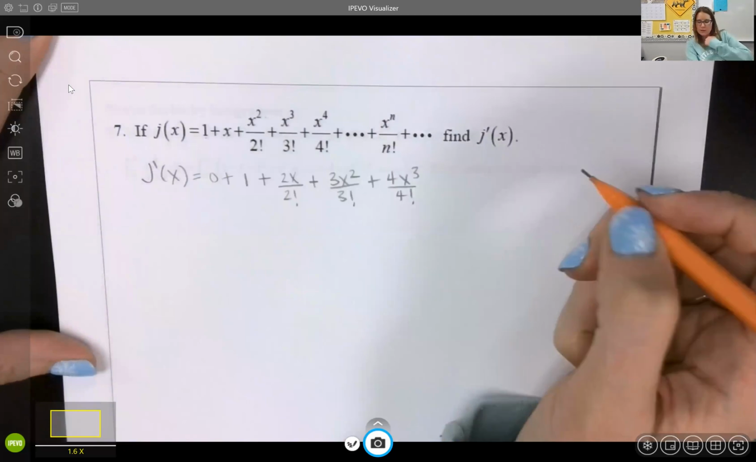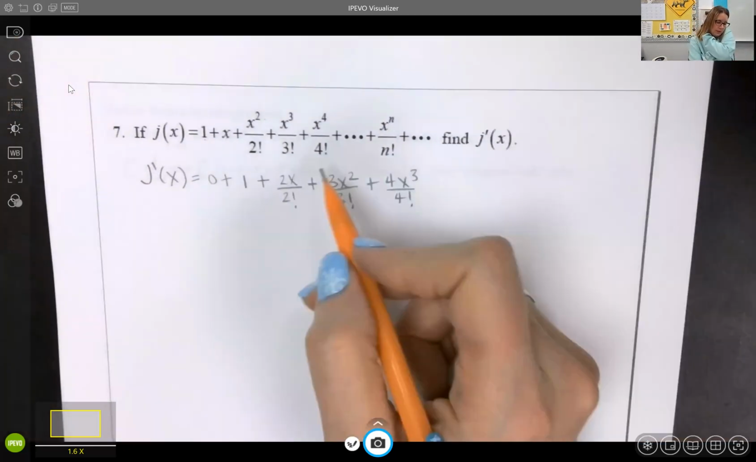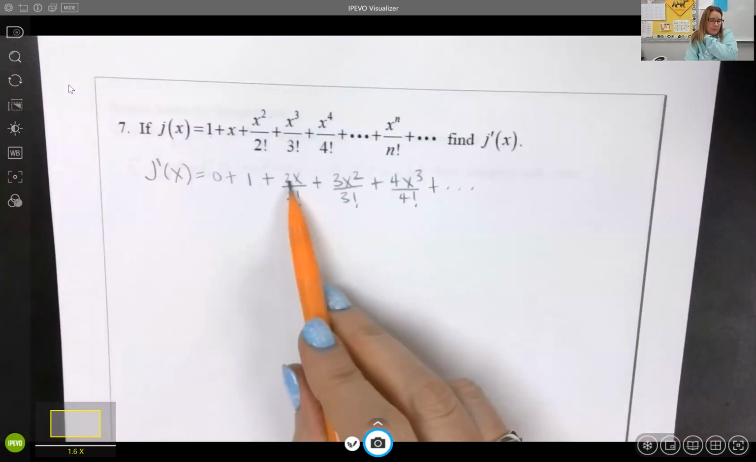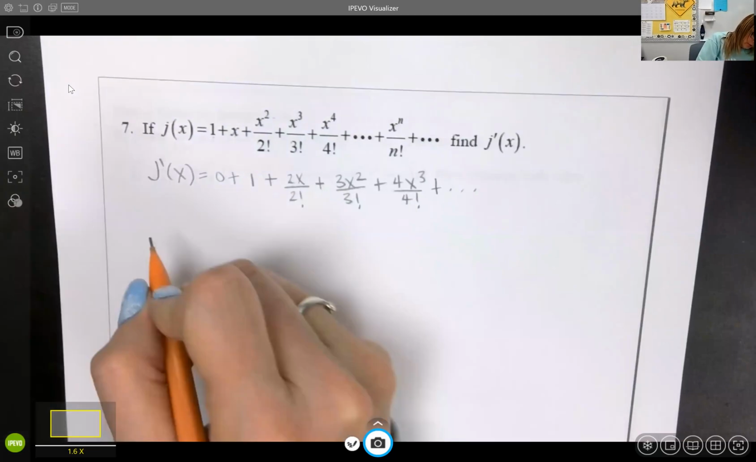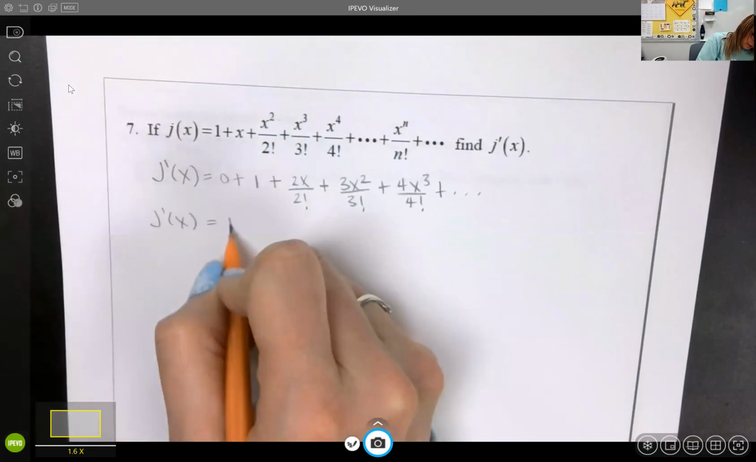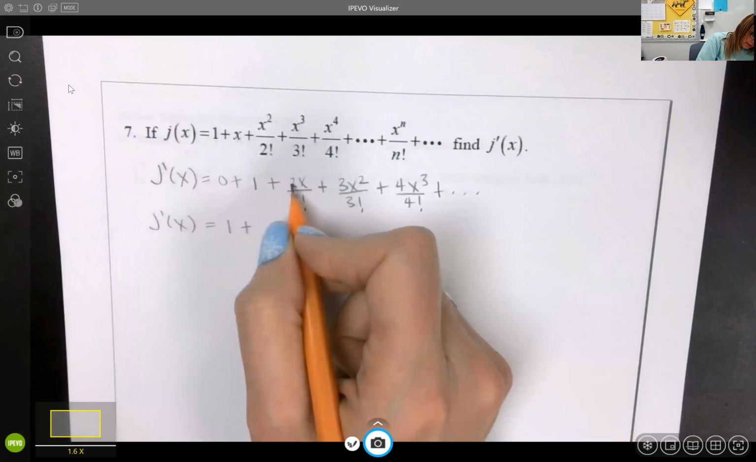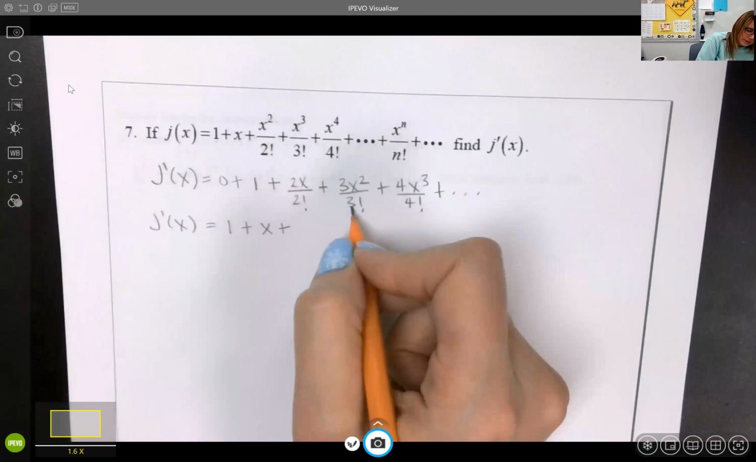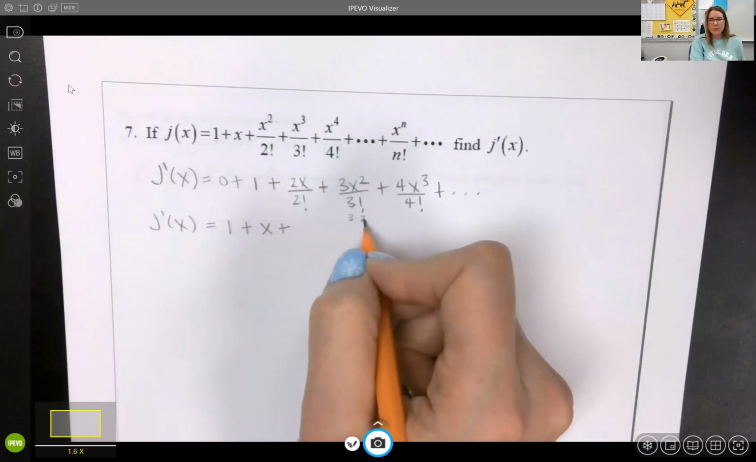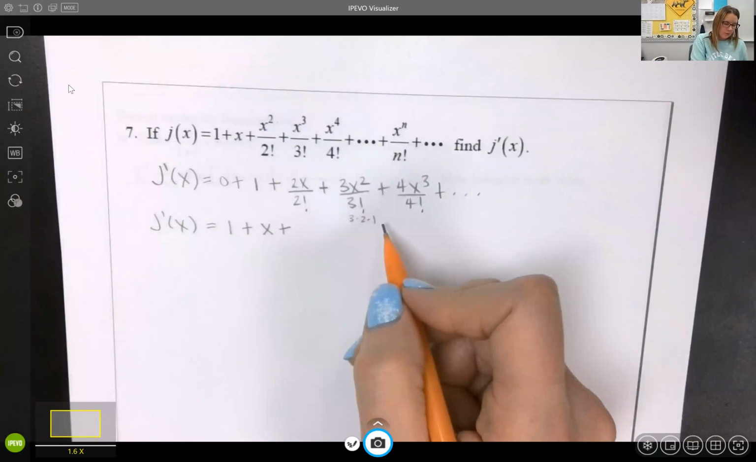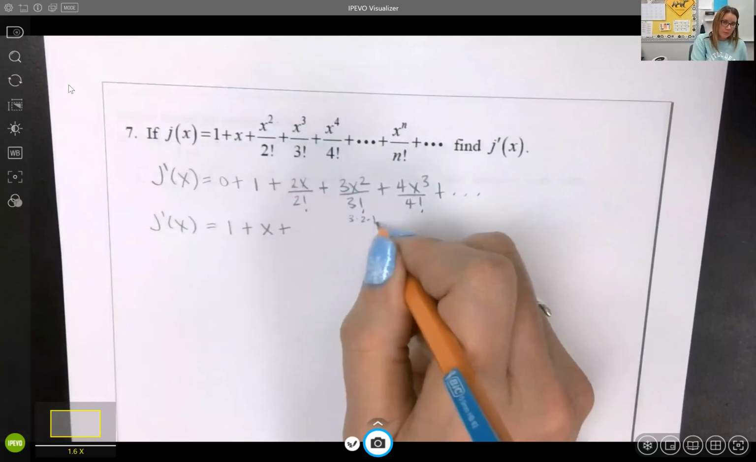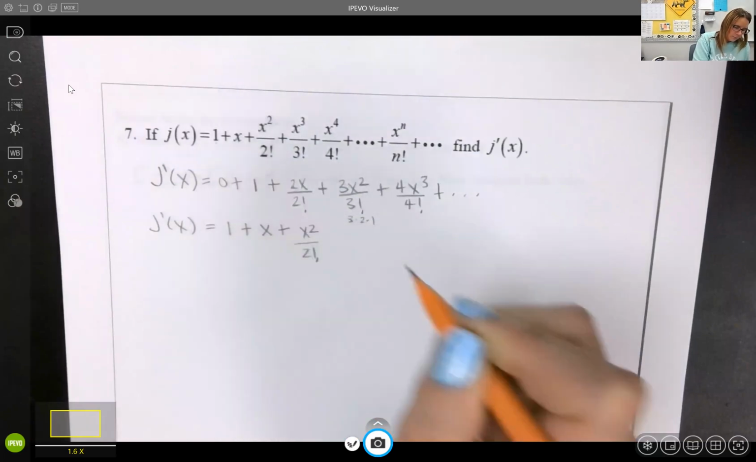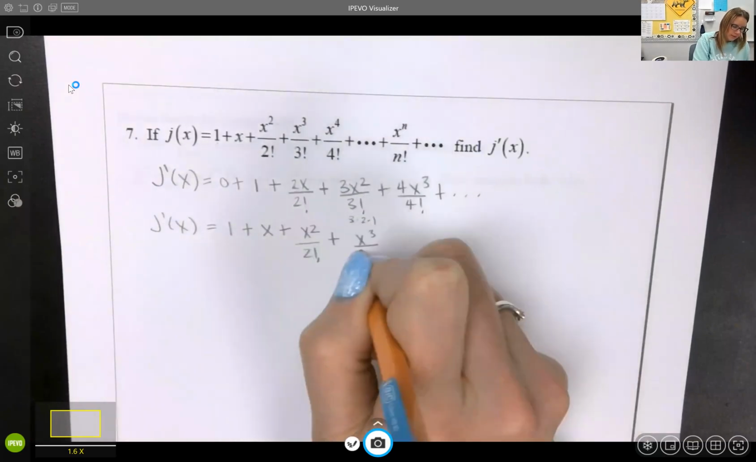Okay, so hopefully you're seeing this pattern that I'm going to be able to cross off one of these. So j prime of x equals 1, and then the 2 will cancel out, and I'm left with x. The 3 will cancel out, and I'm left with, because 3 factorial is 3 times 2 times 1, the 3 crosses off, and you're left with 2 factorial. So x squared over 2 factorial plus x cubed over 3 factorial.